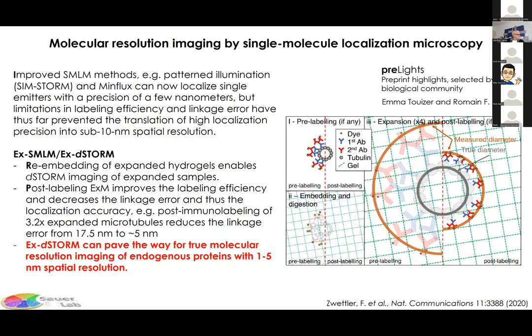So this brings me to the conclusion of this part, that I think molecular resolution imaging is achievable, combining localization microscopy with expansion microscopy, if you use clever and tricky post-expansion labeling strategies, because this melts your linkage error down by about the expansion factor, and it increases the labeling efficiency and the epitope accessibility.